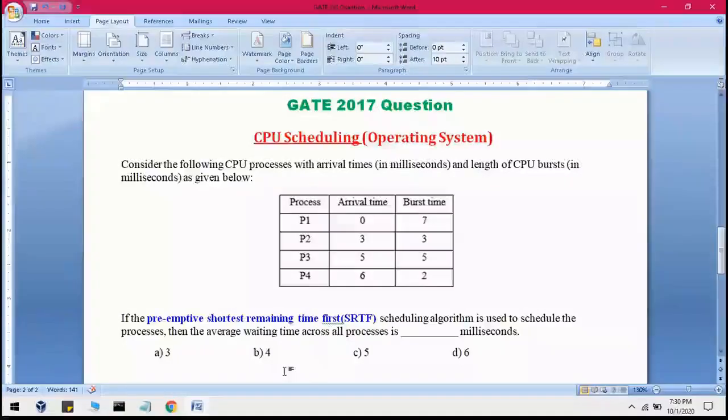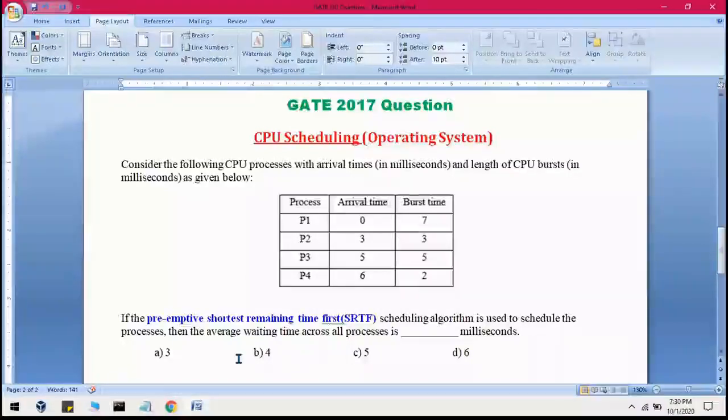Hello everyone. So now we will be doing a question on CPU scheduling, which comes under operating system. And we are doing a question that was asked in GATE 2017. Here in this question, you can see that we have four processes, P1, P2, P3, and P4. The arrival times of P1, P2, P3, and P4 are 0, 3, 5, and 6 milliseconds respectively, and the burst times are 7, 3, 5, and 2 milliseconds respectively.